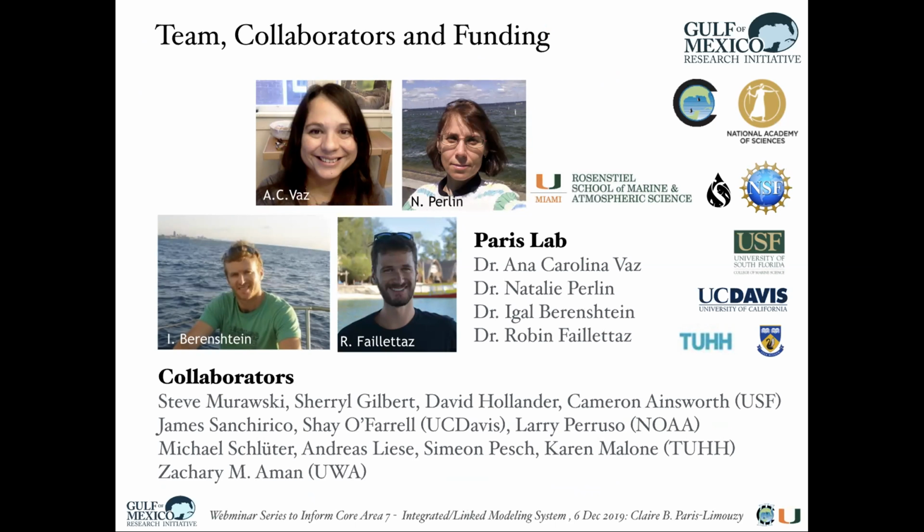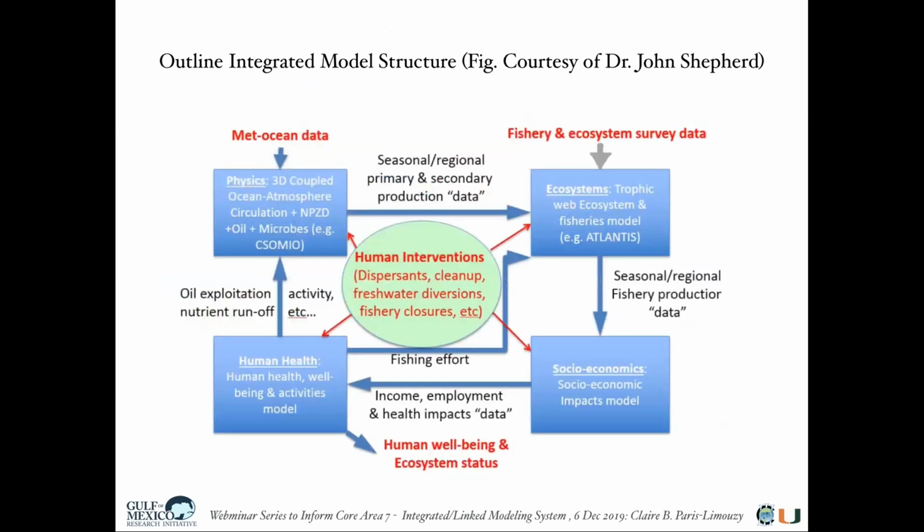This is work led by our postdoc Igal Berenstein and Shay Farrell, funded through a National Academy of Sciences project together with PI Steve Murawski from USF and co-PI Jim Sanchirico, economist from UC Davis. So it is definitely an international, interdisciplinary work.